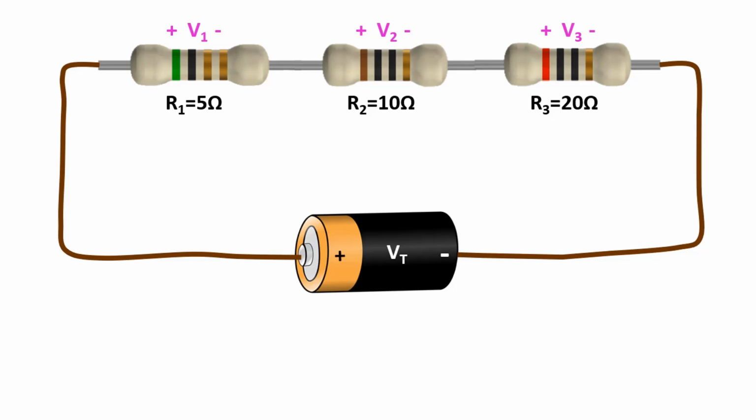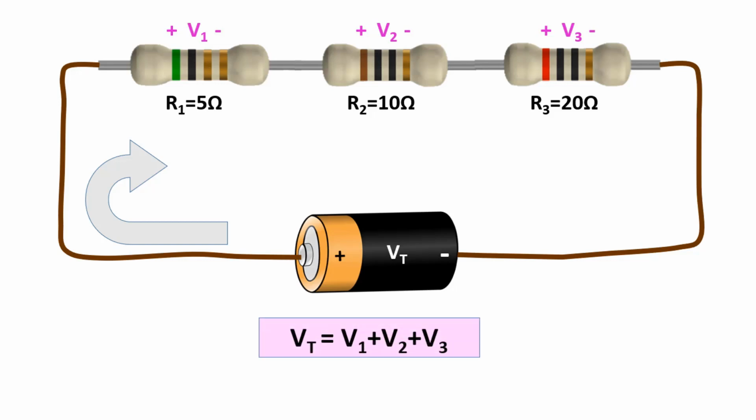This is where Kirchhoff's voltage law guides us. According to this law, the sum of the voltages produced is equal to the sum of the consumed voltages. There is only one voltage produced here. It is the source voltage. If we denote this voltage as Vt, we will have Vt equals V1 plus V2 plus V3.